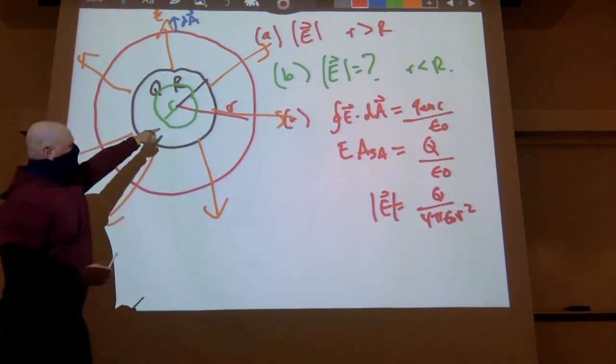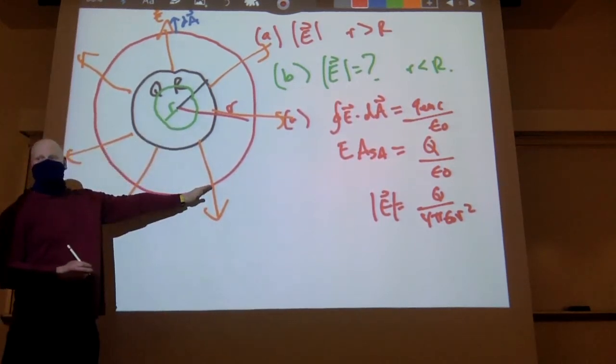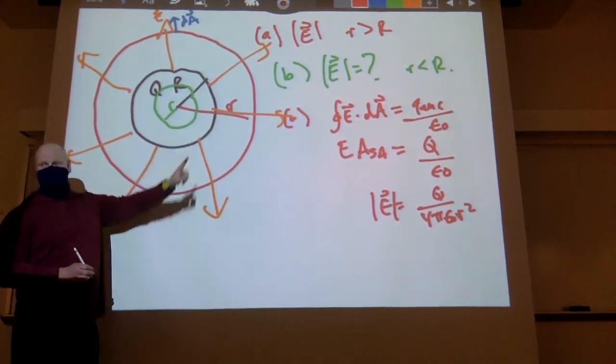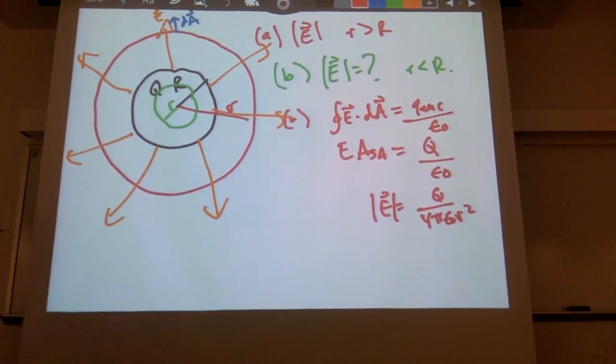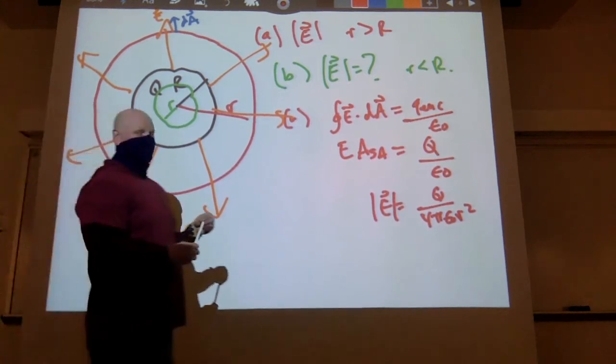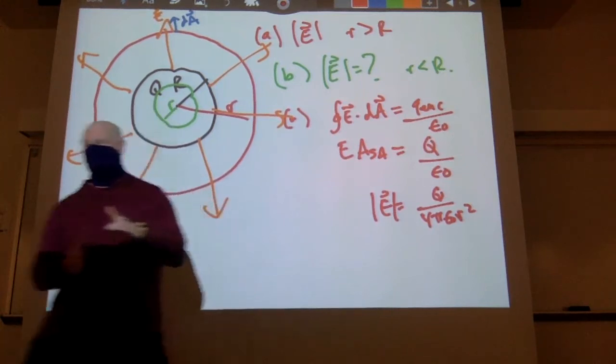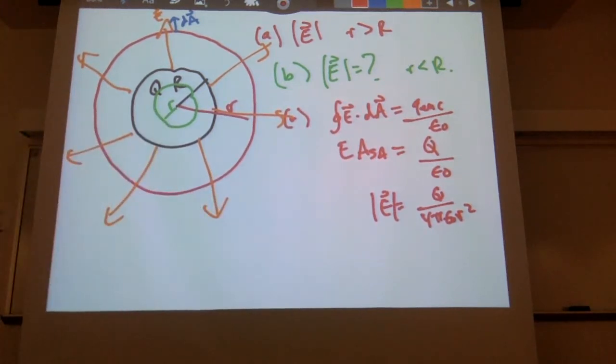So actually what this thing says is that as long as I'm outside of the sphere, it doesn't matter if it's a conducting sphere or uniformly distributed or non-uniformly distributed, as long as the total charge is equal to Q, the electric field looks exactly the same. There is no difference. Is that okay? Not too bad. What about part B?